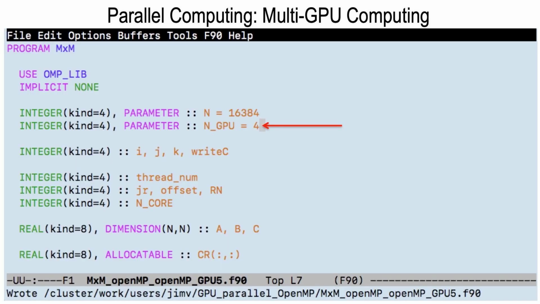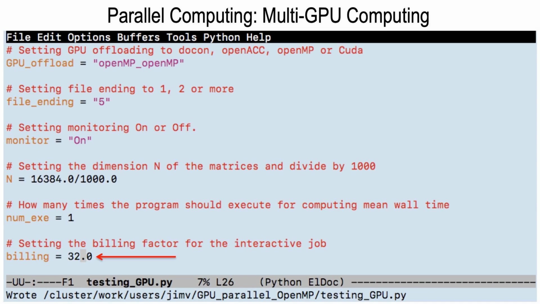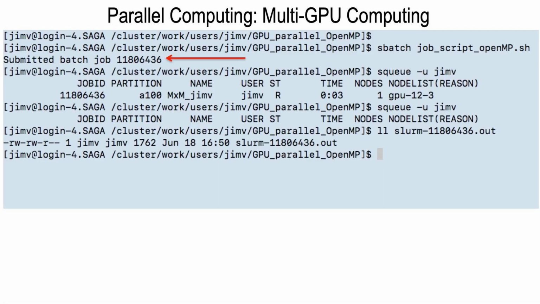Let us now try with 4 GPUs, and thus we need to set the parameter for number of GPUs equal to 4 in the Fortran program. In the testing Python script, we must change the billing factor to 32. We submit our job to the Slurm workload manager using the sbatch command, which assigns it the job number 11806436.